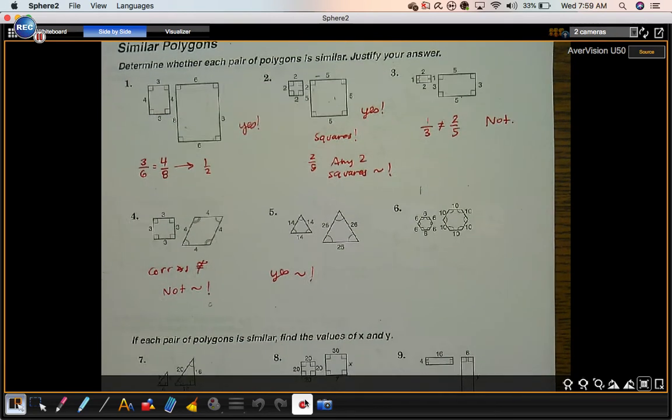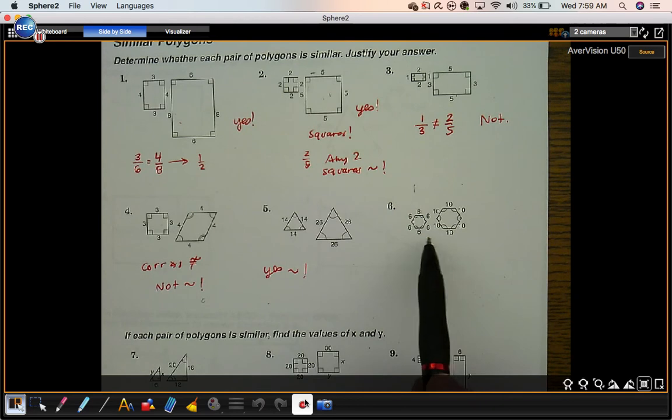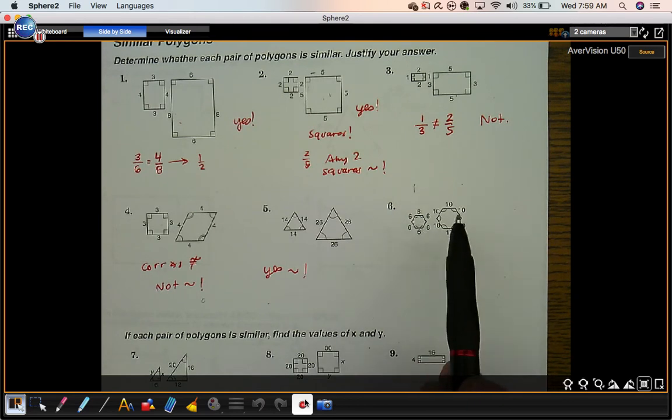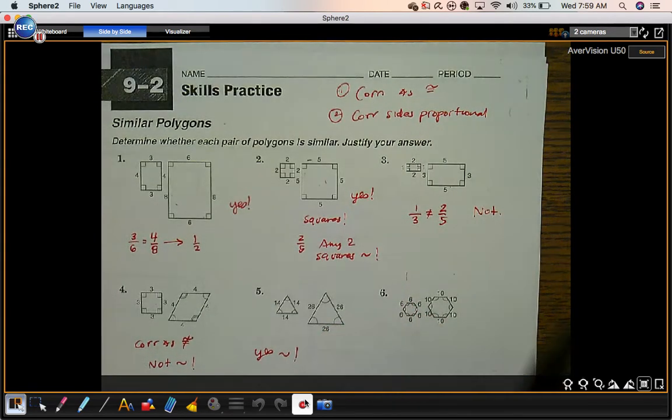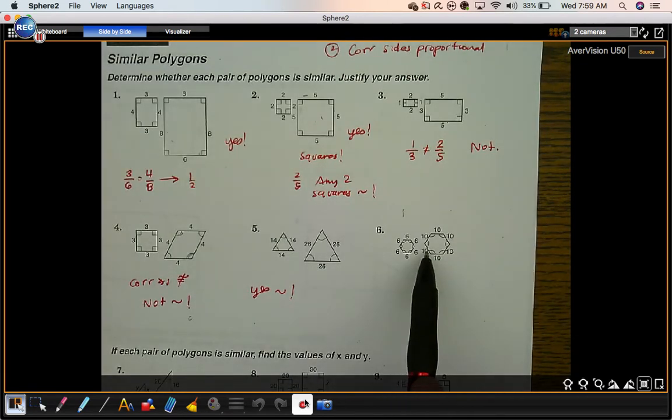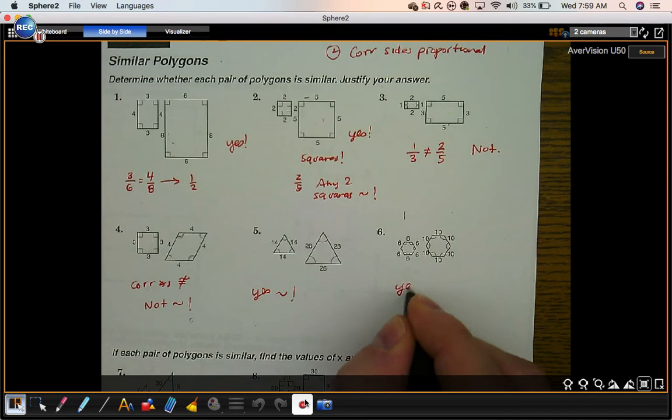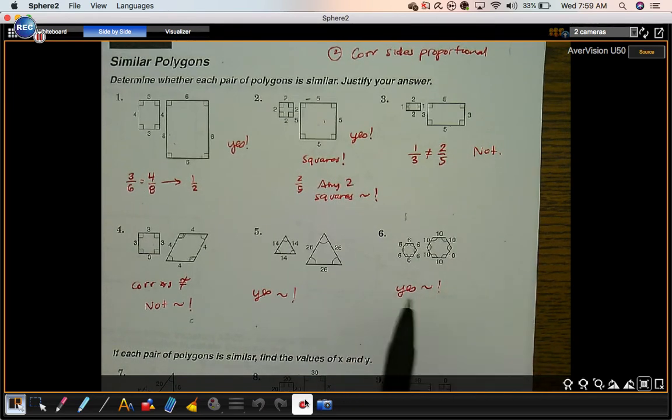Same thing with this shape. You have equal angle measures, so your corresponding angles are congruent. Now, when you write your corresponding ratios for the side lengths, they all equal 6/10. So they're going to be similar also. So some of these you don't have to do a lot of math with.